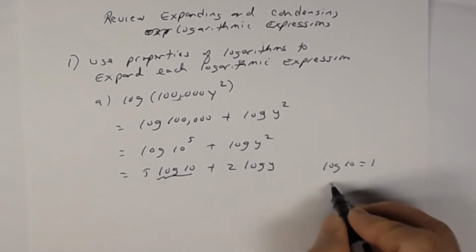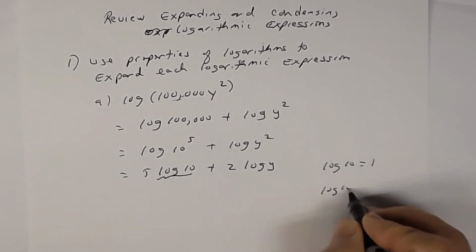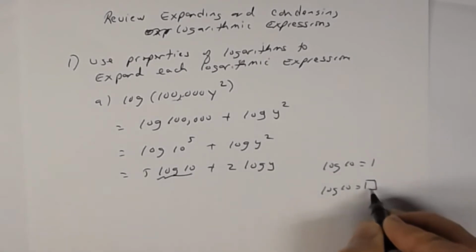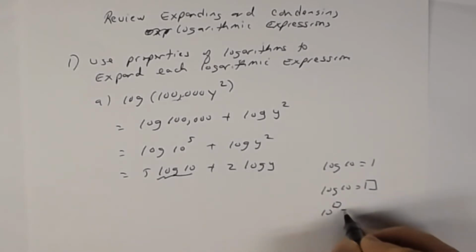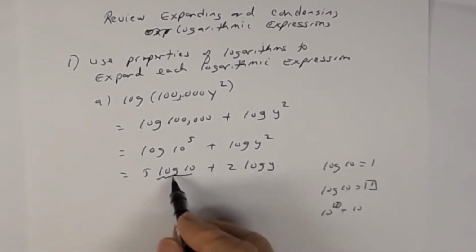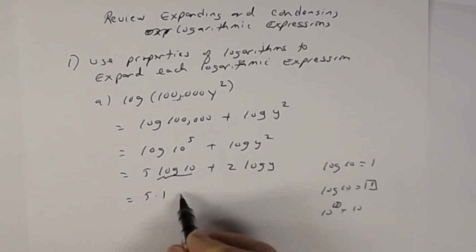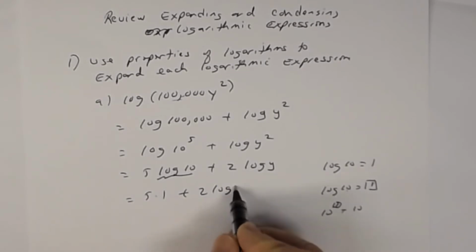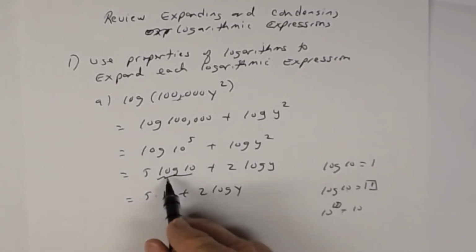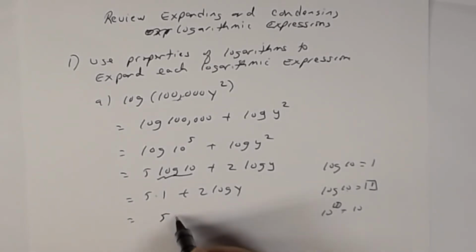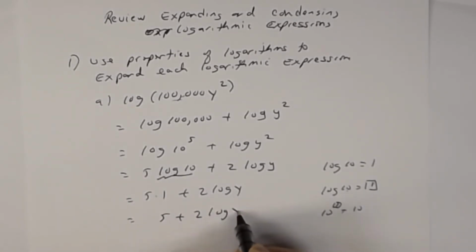The reason is because if you looked at the log of 10, and you put, let's say, a box here, remember to change this to exponential, the base is 10, so it becomes 10 to the box equals the argument. So 10 to the first is equal to 10. So that's 1 right here. So it becomes 5 times 1 plus 2 log y, and you can simplify this, and you need to. So the answer is just 5 plus 2 times the log of y.